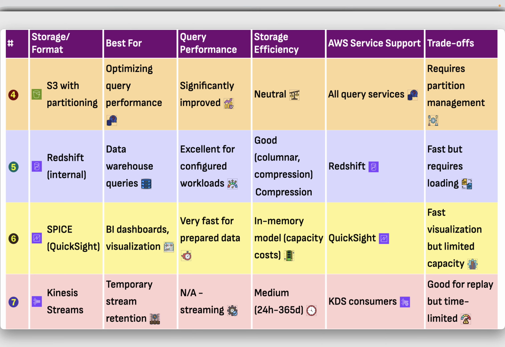Next, we have Kinesis Streams, and it is best for temporary stream retention. Query performance not applicable. Basically, it's streaming. So storage efficiency is medium. Like basically, this is a retention of 1 hour to 365 days. And AWS service support only KDS consumers. Kinesis Data Streams consumers can read this data. Trade-offs: good for replay but time limited.